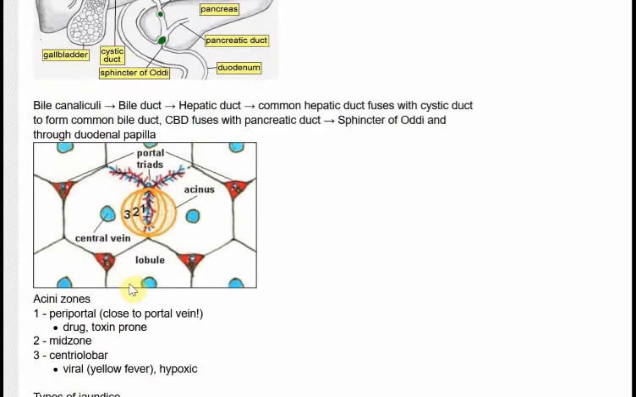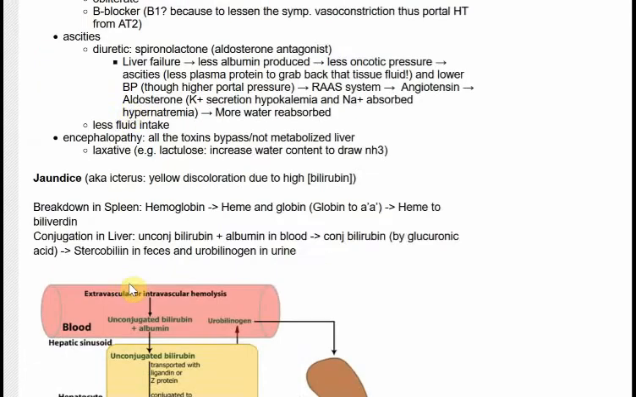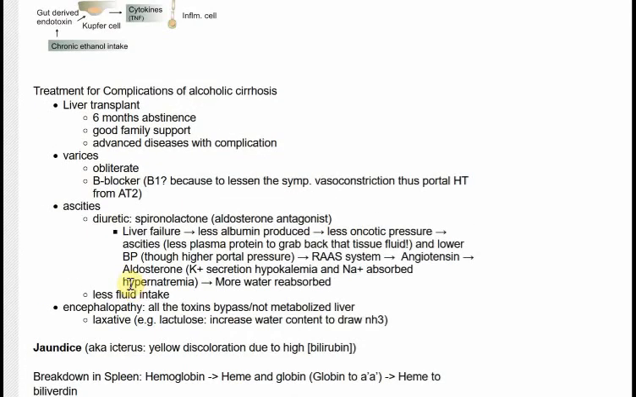So now how do we treat alcoholic cirrhosis? Well, it all depends. So, if you catch it early, you stop drinking, you stop the fatty liver, you stop the inflammation, then it is reversible. But if it's beyond that, unfortunately, it is not reversible. Now, some patients are candidates for liver transplant, especially if they're sort of 6 months abstinent from alcohol. It's also important that they have good family support.